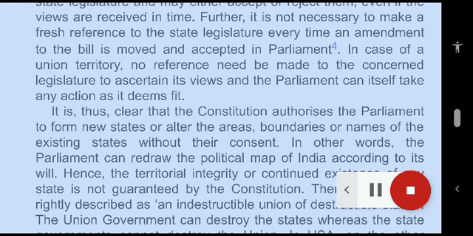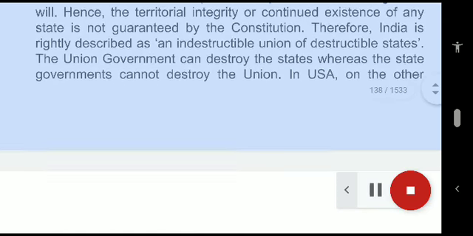It is, thus, clear that the Constitution authorizes the Parliament to form new states or alter the areas, boundaries or names of the existing states without their consent. In other words, the Parliament can redraw the political map of India according to its will. Hence, the territorial integrity or continued existence of any state is not guaranteed by the Constitution. Therefore, India is rightly described as an indestructible union of destructible states: the union government can destroy the states, whereas the state governments cannot destroy the union.